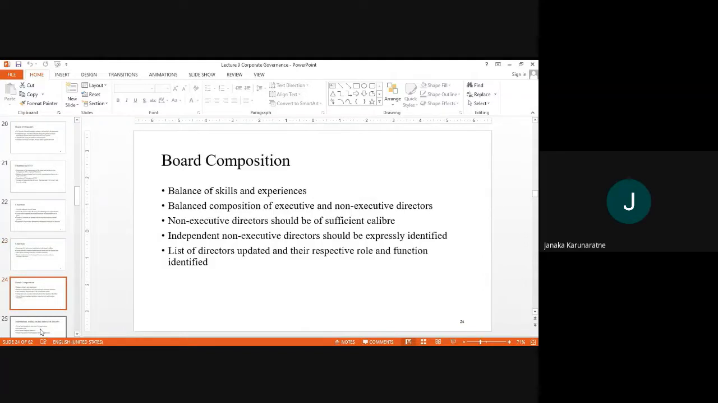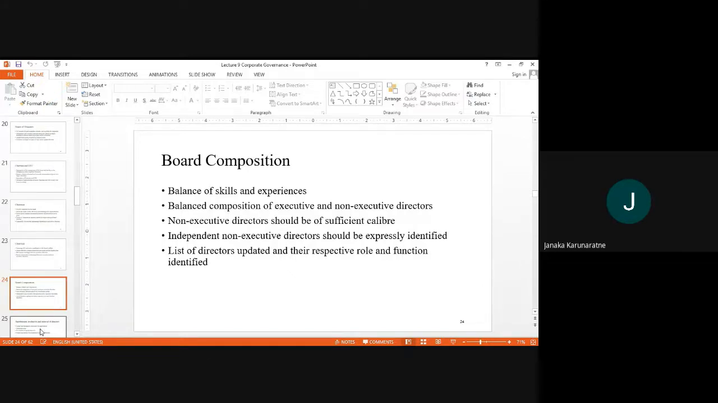Board composition. So it should be a balance of skills and experience. So it should be an overall balance. You must not have people biased only to a particular background. If you take a bank, not all directors should be bankers or have experience in banking, but it should be a mix. There must be certain analysts, certain risk management people, certain lawyers, certain accounting professionals. So it's a mix.